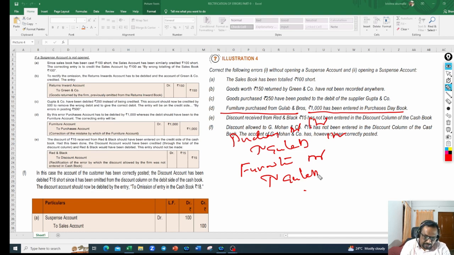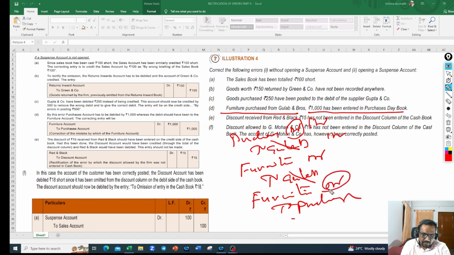What is the rectification entry? There is no problem in Gulab, so no need to talk about Gulab now. Furniture is the right entry. So let us debit furniture account. And which was debited instead of furniture? Purchase account. So purchase account has to be rectified. That was in debit. If you want to rectify the debit, you need to credit. So furniture account debit to purchase account. That is the entry we need to post. This is how the rectification has to be done here.